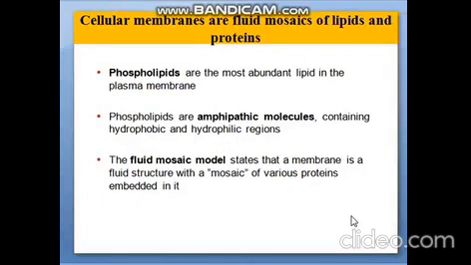Phospholipids, as we already discussed, are the most abundant lipid in the plasma membranes. They are lipid molecules with a phosphate group attached to them. These have hydrophilic as well as hydrophobic nature at the same time.